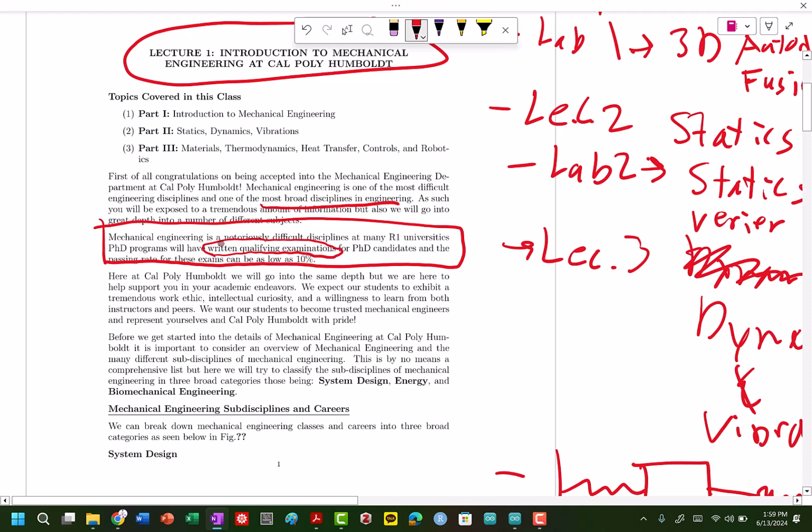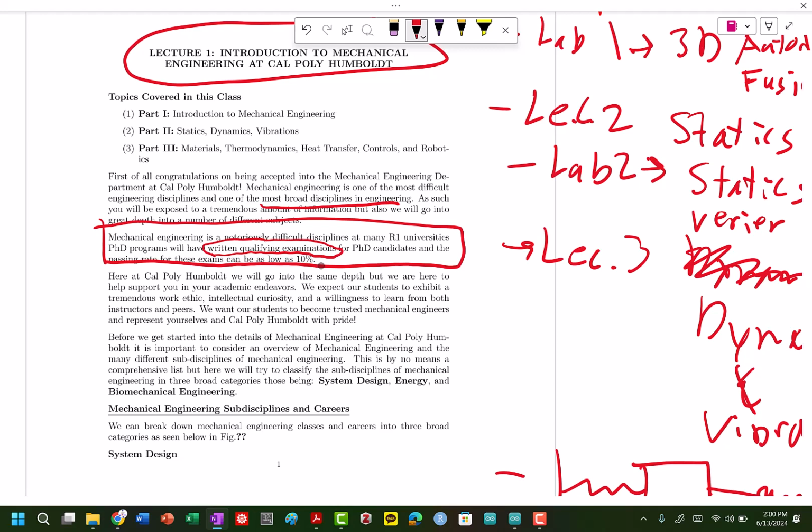For mechanical engineering, some of those passing rates can be as low as 10%. So basically, out of 10 candidates, only 1 is able to make it through for mechanical engineering, because it is so difficult, so popular, so valuable. So it's a tough program. And at Cal Poly Humboldt, we're going to push you quite hard. We're expecting a lot.